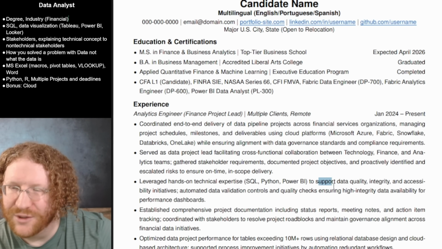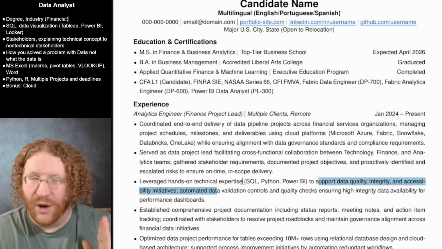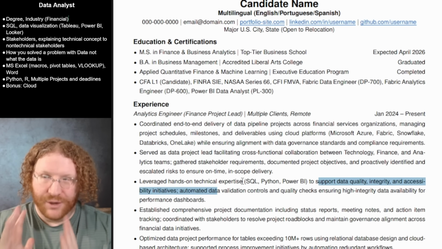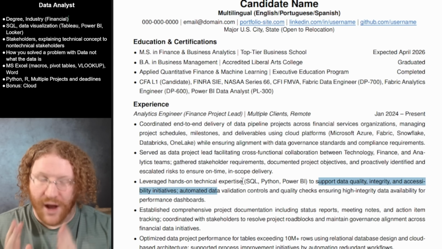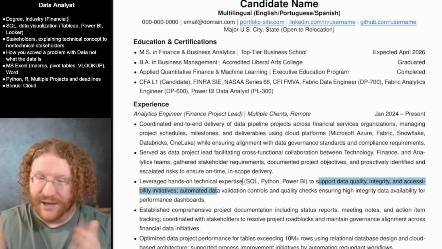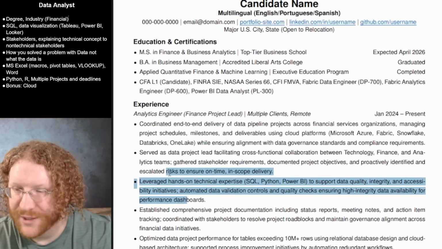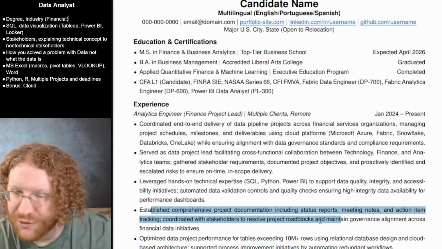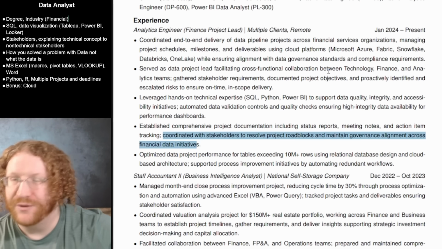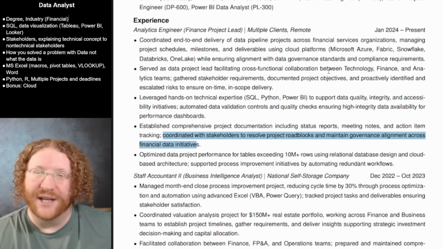Except here's the problem too: you're focusing on what you did with the data, not what the data was used for. And remember, as a person reading your resume, I don't really care how you got the data. I just need to see you got data and used X, Y, and Z, boom. But I want to know what it's used for. And I think it's for performance dashboards. And then status reports, action tracking. See, this is okay, right? This part, coordinated with stakeholders to resolve project roadblocks and maintain governance alignment across financial data initiatives. That's not terrible, but again, it's too corporate-y.